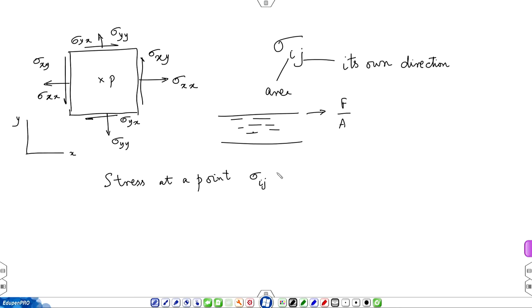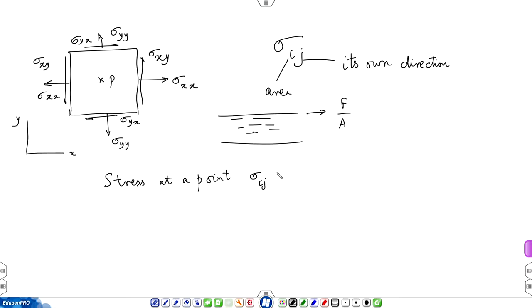So, this is a Cartesian notation. You can have a similar notation in cylindrical coordinates. Suppose you go for 3 dimensions, then this rectangular element will become a cubic type or cuboidal element.